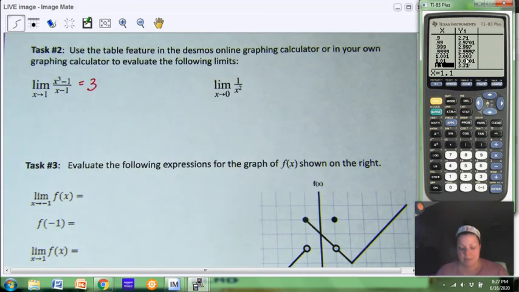Now, if you use the Desmos online graphing calculator, you can just type in whatever x values you want into the program instead of going through all these setting changes.